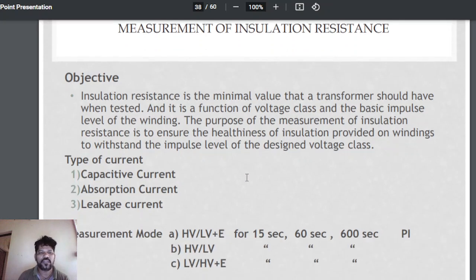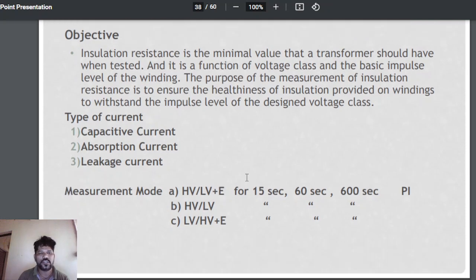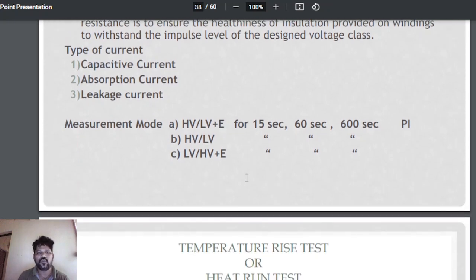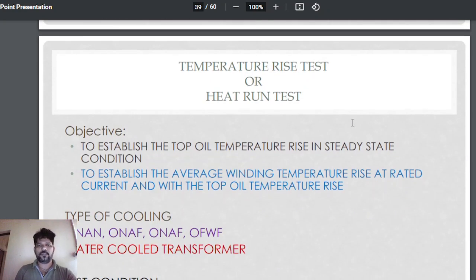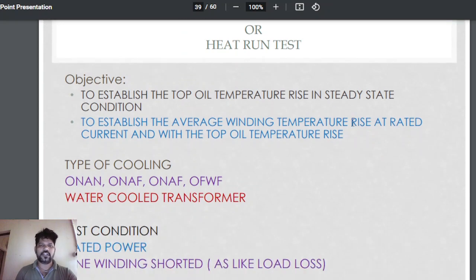The types of current are capacitive current, absorption current and leakage current. For measurement mode, we'll see HV LV to earth, HV to LV, and HV LV plus earth. We'll take 15 seconds, 60 seconds and 600 seconds, meaning 10 minutes, and we'll find the polarization index. The polarization index should be maintained at 1.5 to 2 so that the transformer insulation is healthy.